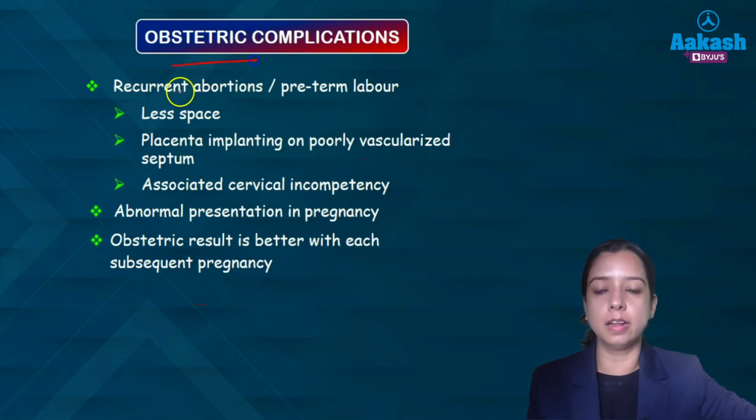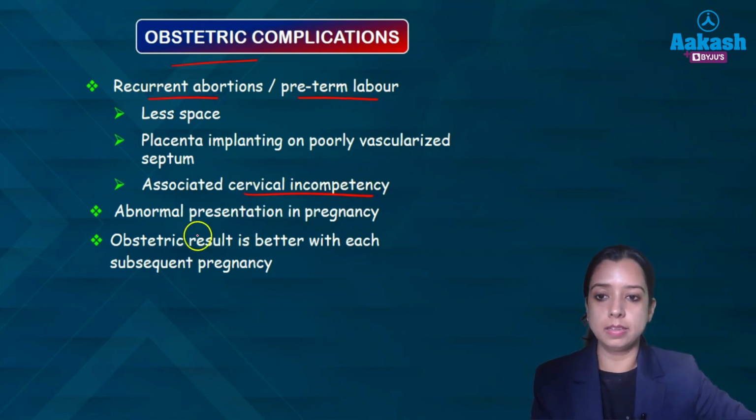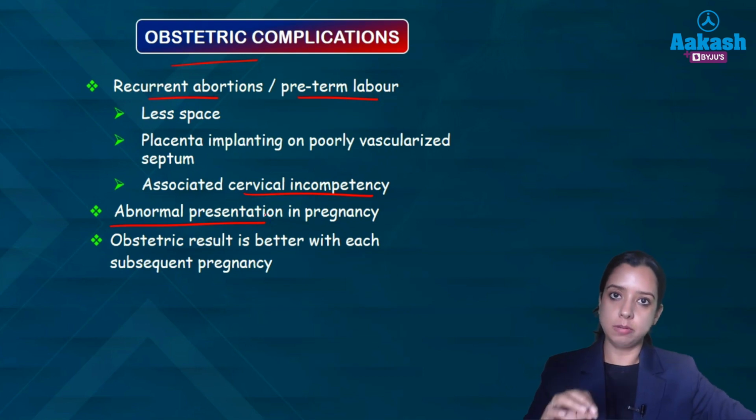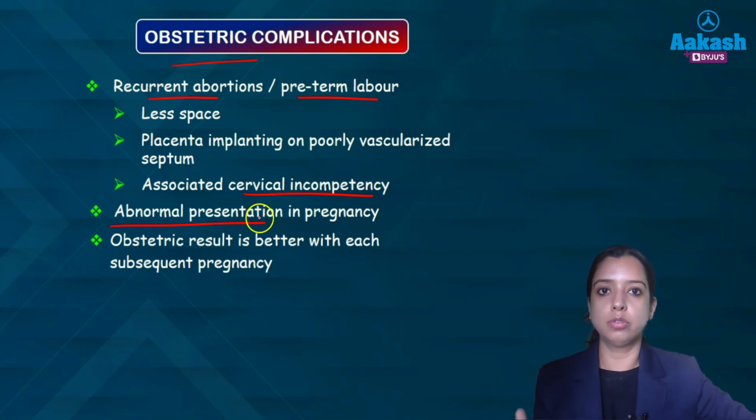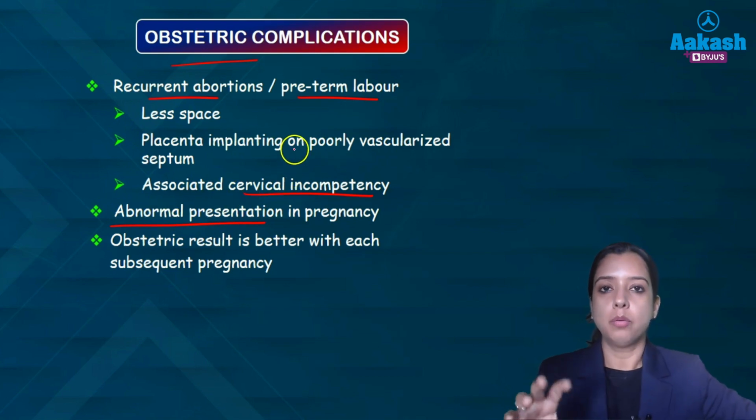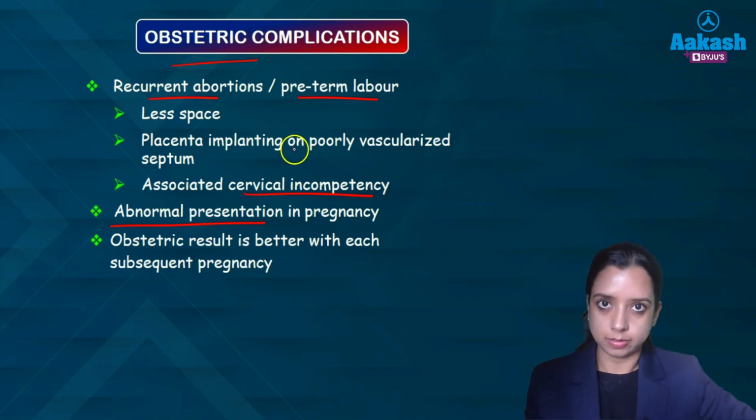Obstetric complications that can occur, obviously, the space is less, so recurrent abortion, preterm labor can be there, associated cervical incompetency is there, abnormal presentation in pregnancy is there. That was the question of uterus didelphys, in which the obstetric complication of recurrent abortion was there. What cannot occur is endometriosis, right?